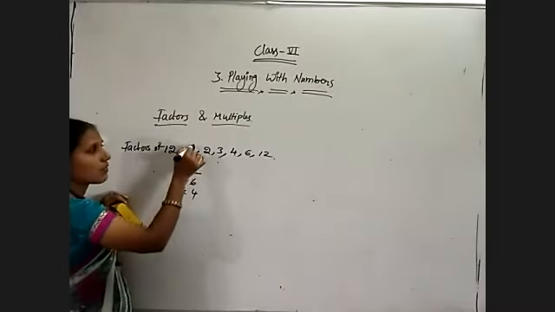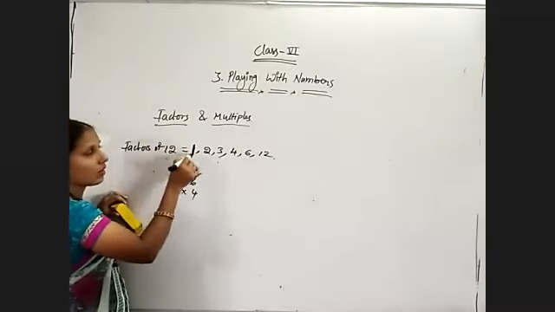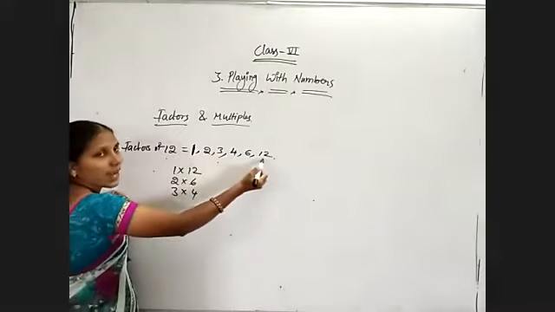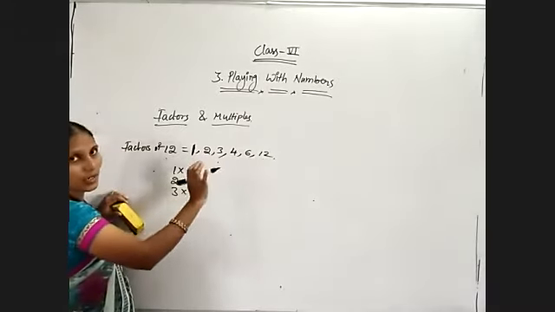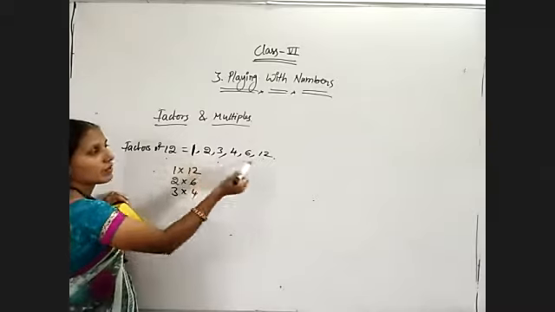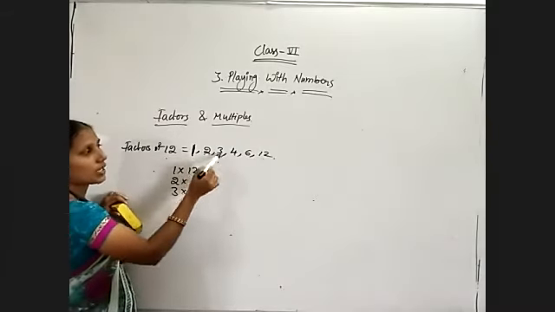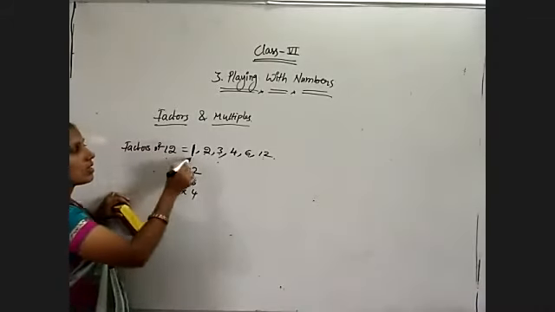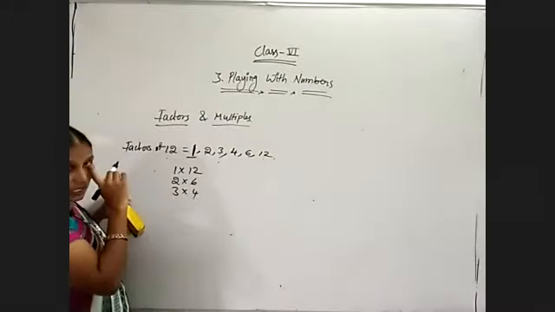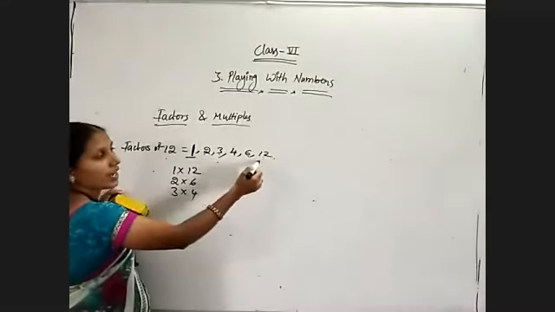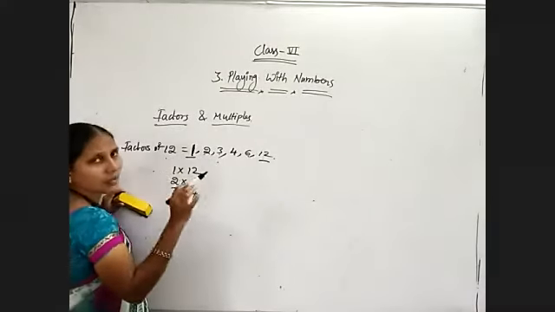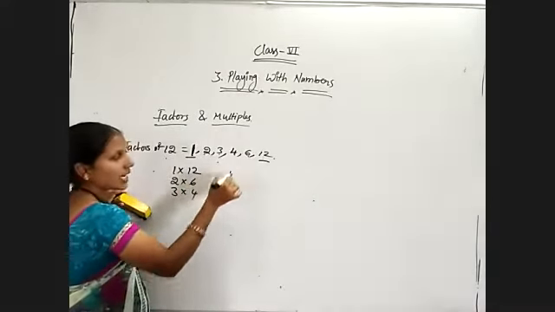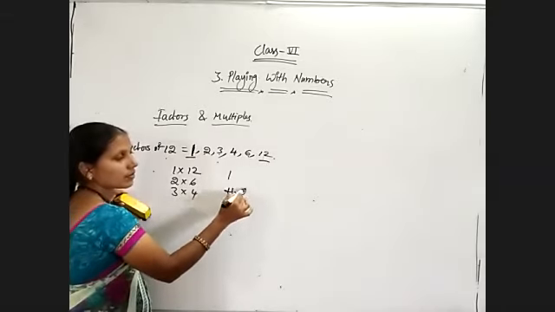All these are the factors of 12. So just observe, what is the smallest factor of 12? 1. And what is the highest factor of 12? That number itself, 12 only. And how many factors are there for 12? 1, 2, 3, 4, 5, 6 factors. So from this information, the smallest factor of the given number is 1. The highest factor is that number itself. For any number, the smallest factor is 1, and the highest factor is that number itself.